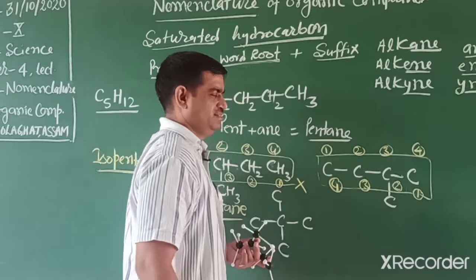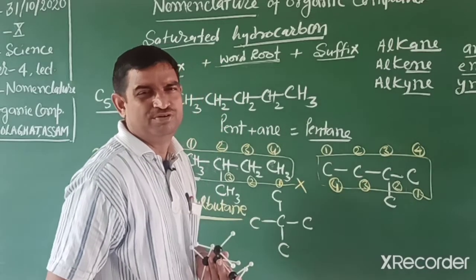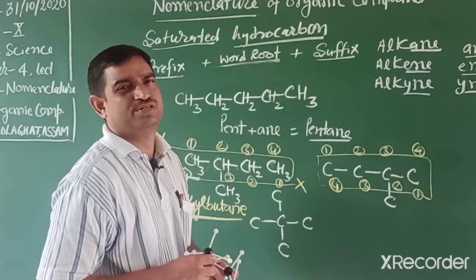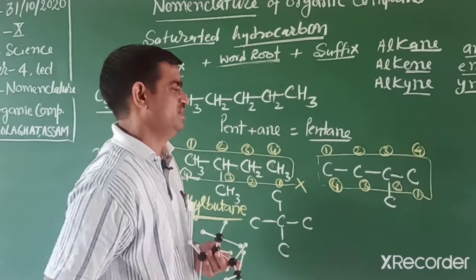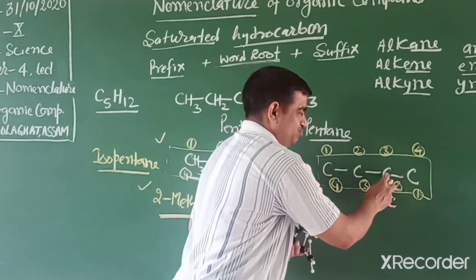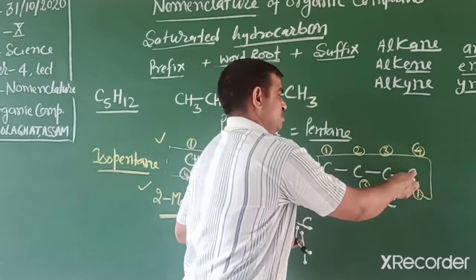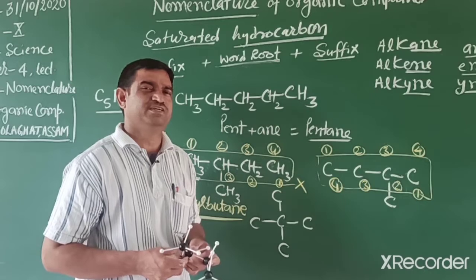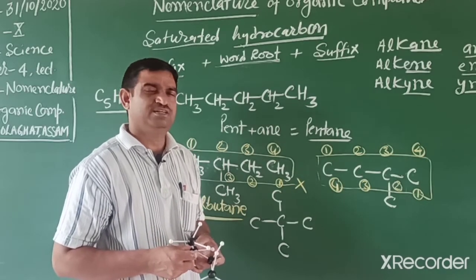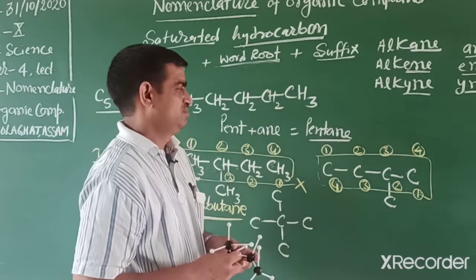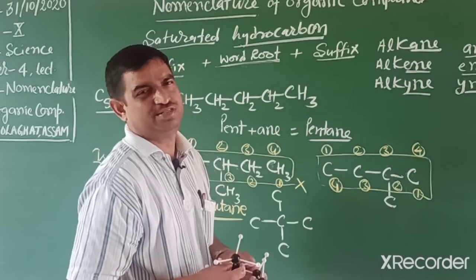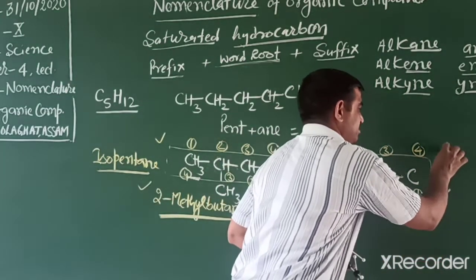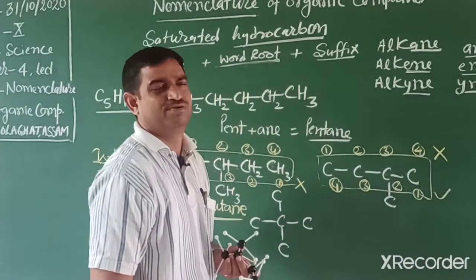So which one is correct? There is a rule. We have to give the substituent the lowest number and choose the longest chain. If you start 1, 2, 3, that is wrong. 1, 2, 3, that is also wrong, because first we have to identify the longest hydrocarbon chain. Then the second rule, the substituent gets the lowest number. So we have to start from this side and this point is wrong.